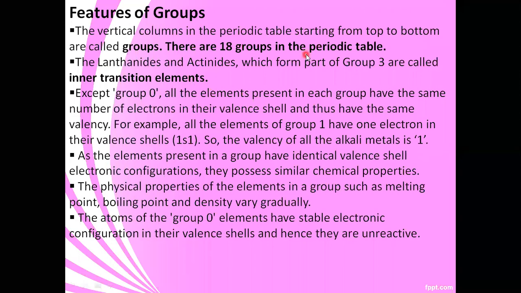You will write the important points in your observation note. For example, lanthanides and actinides are called inner transition elements. The next one: all the elements present in a group have identical valence shell electronic configuration and chemical properties. The physical properties vary gradually. These are the important points to write in the observation note.